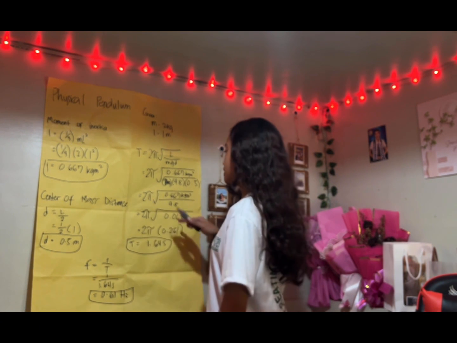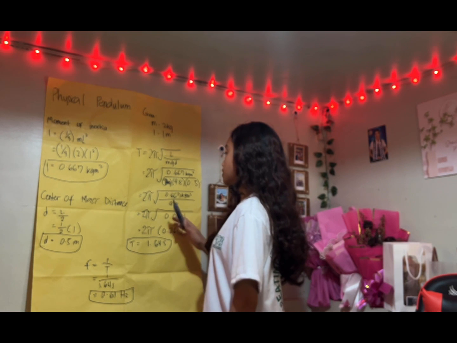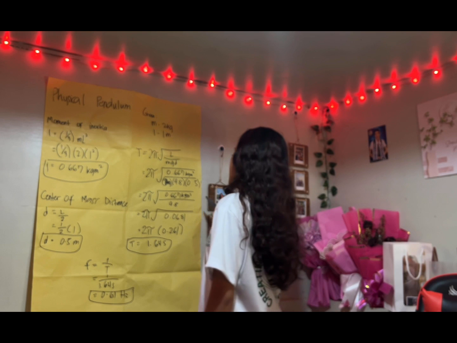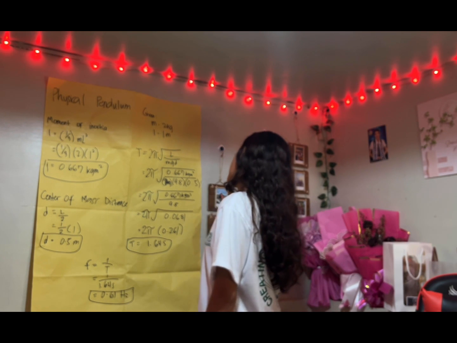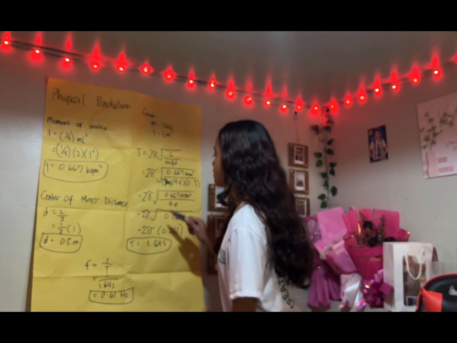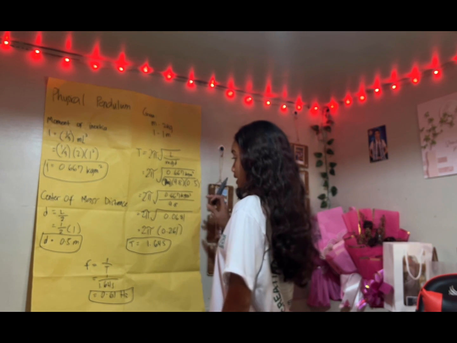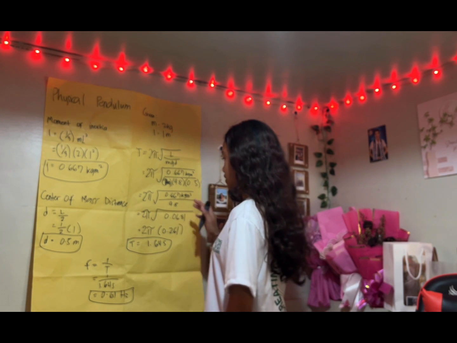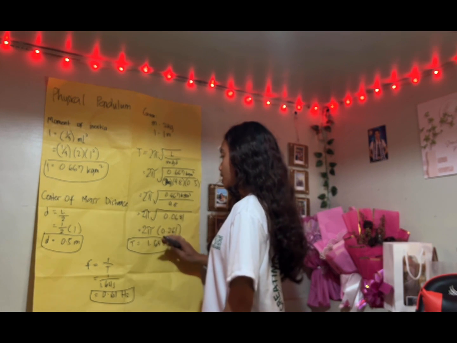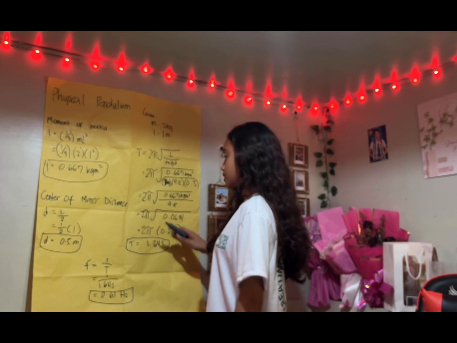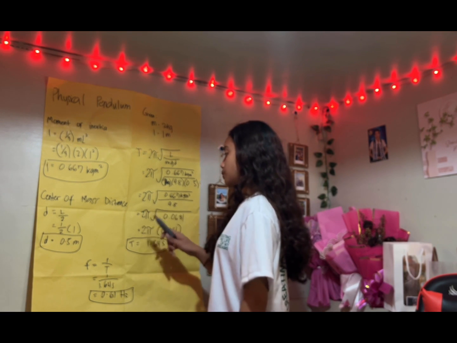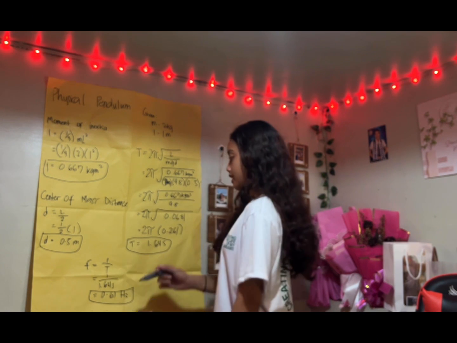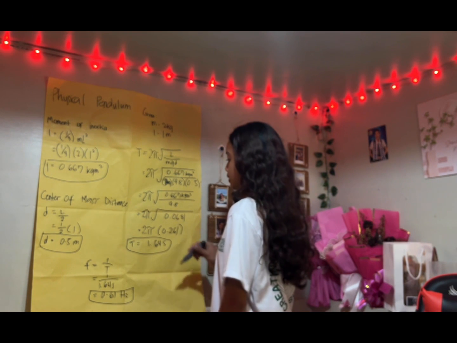2 pi square root of 0.0681, that's because 0.6667 kg m squared over 9.8 gives 0.0681. So let's proceed. The square root of 0.0681 is equal to 0.261. 2 pi times 0.261, and our final answer is 1.64 seconds.